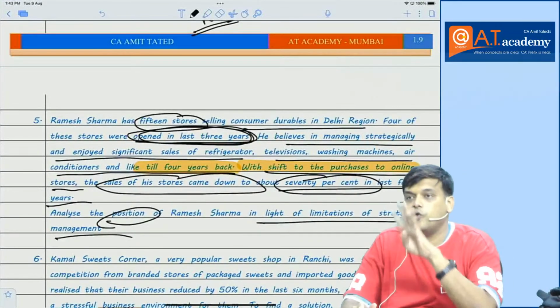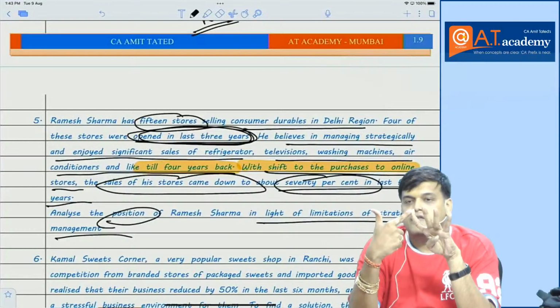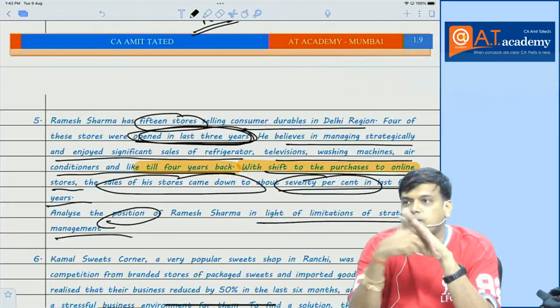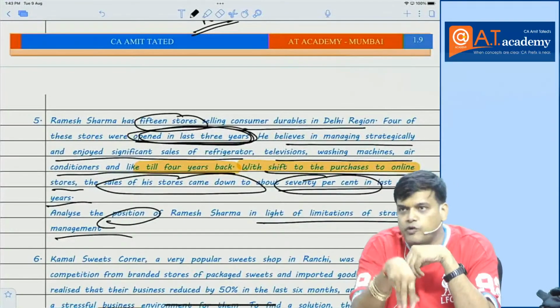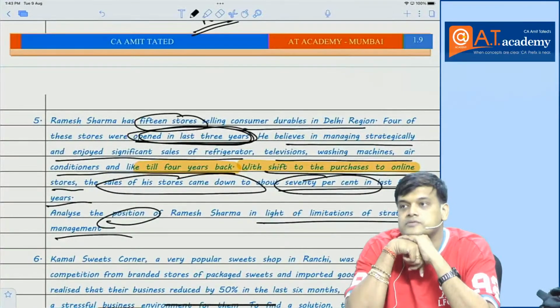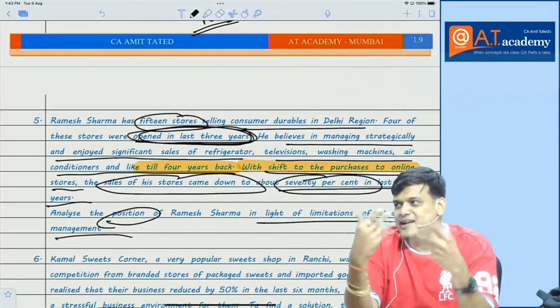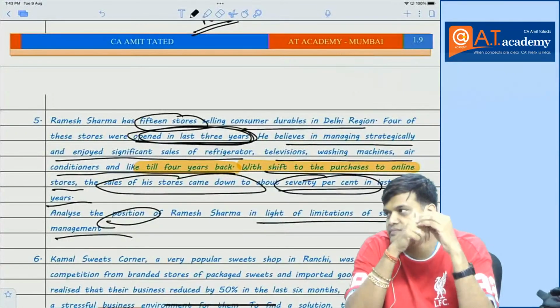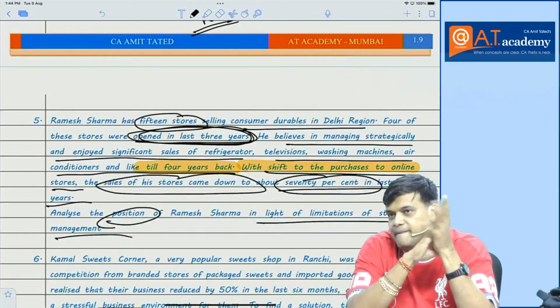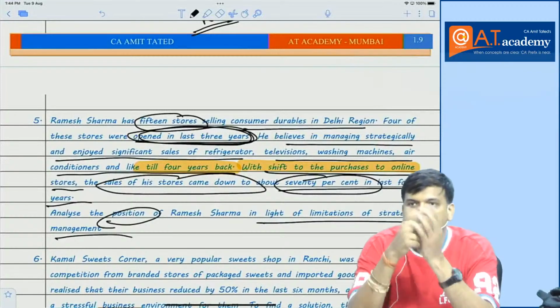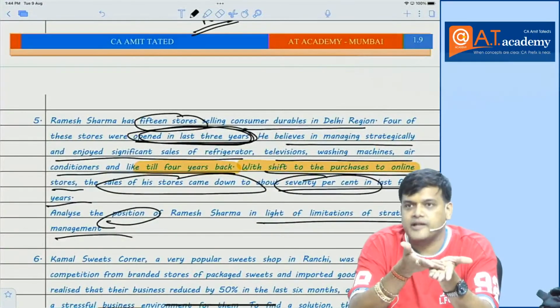How many limitations of SM are there? 4. What are the 4 limitations? Environment is complex and turbulent. Second, time consuming, costly, and difficult to compete to the point. First you will write all 4 limitations. Then help me out: which limitation is mainly working for Ramesh Sharma? Second and third are not. We are clear. Now the confusion is between first and fourth. He is losing his money.